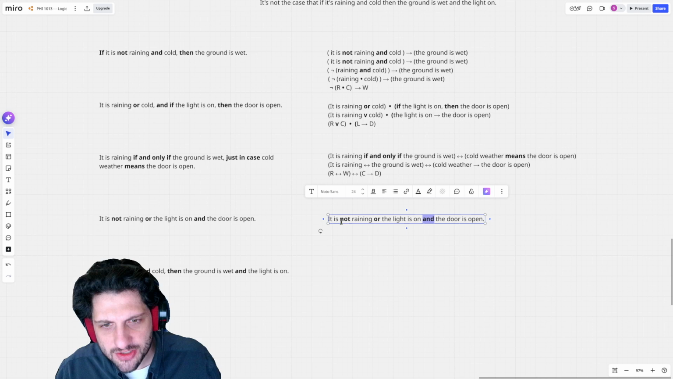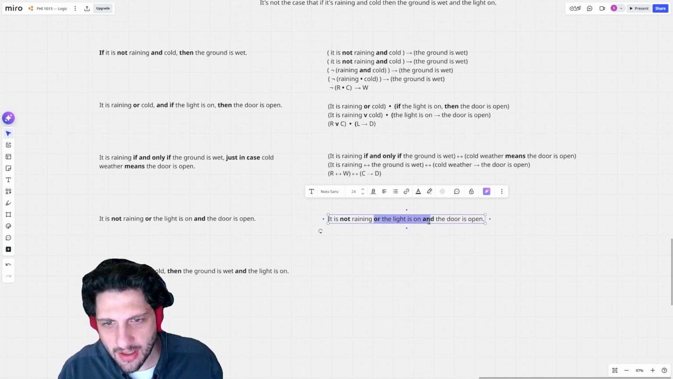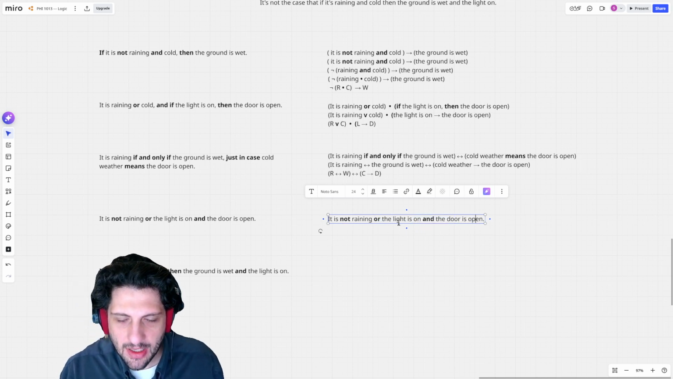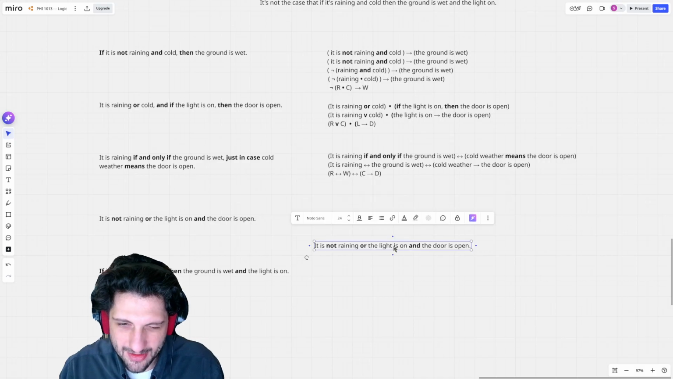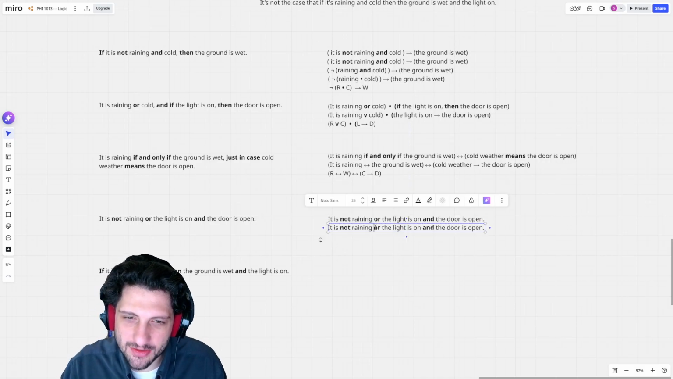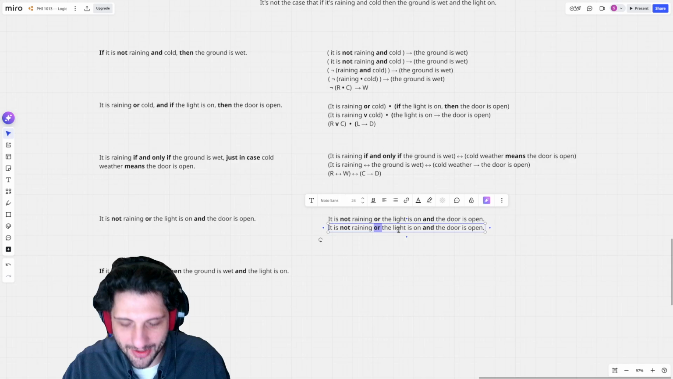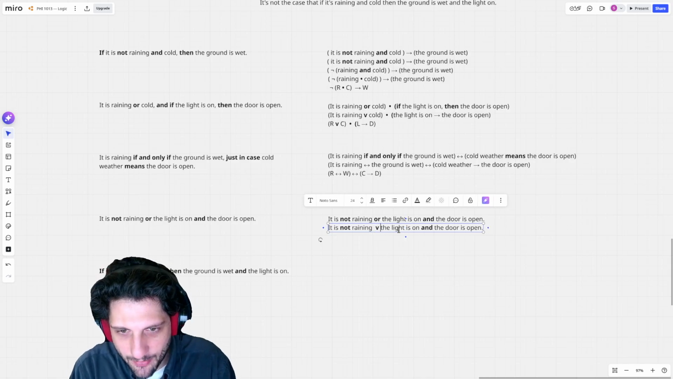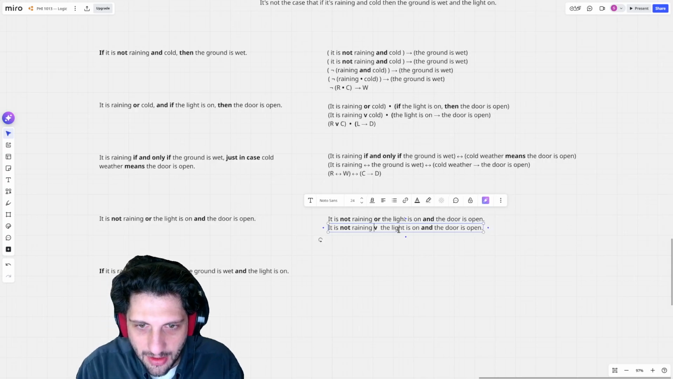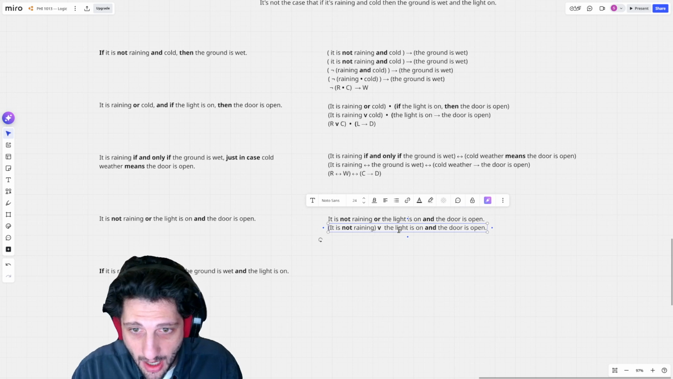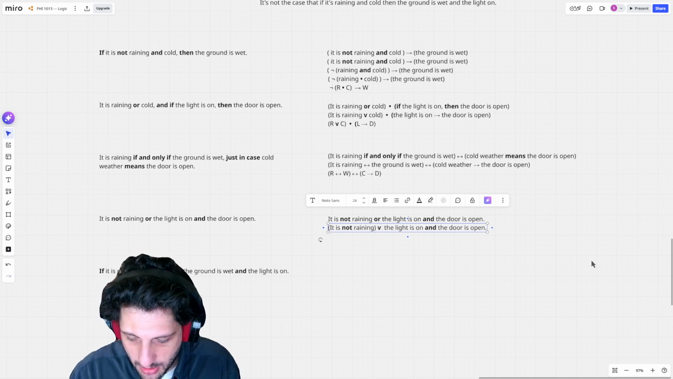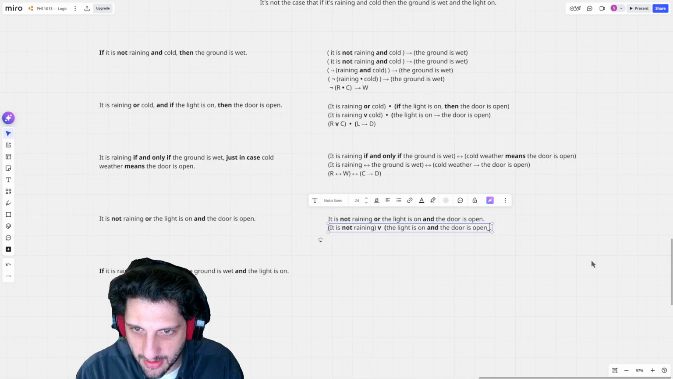Now how about this and? So it's not raining or the light is on and the door is open. So the way I'm reading it, the and is putting these two things together. This one is especially ambiguous, so I just want to reiterate, don't get overwhelmed by this one. It's not clear how you would do it. But the way I'm reading this is that we have an or, and on the right side we're saying it's either not raining or the light is on and the door is open.